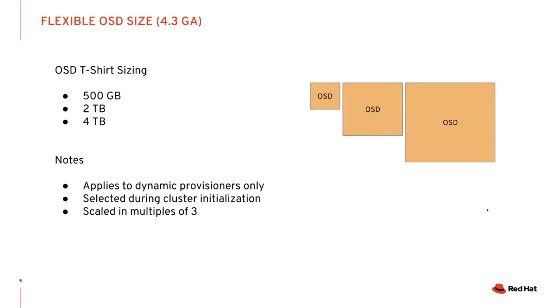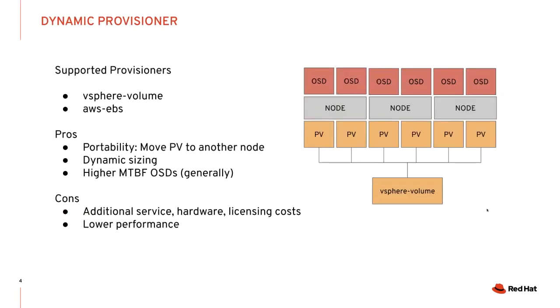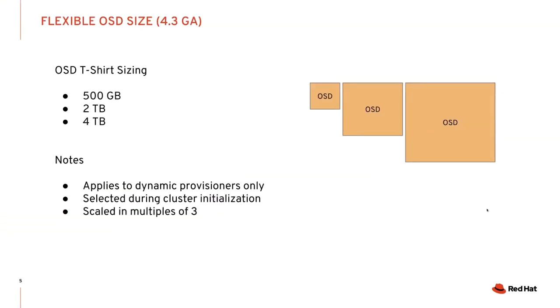So with 4.3, we're adding the ability to use the local storage provisioner. But before I get to that, we also introduced more flexible OSD sizing. In 4.2, we had a fixed size for the OSDs. It was always 2 terabytes, and if you needed to add additional storage, it was scaled in multiples of 3. If you needed 8 usable terabytes, you would have a set of 12 2-terabyte OSDs to satisfy that.